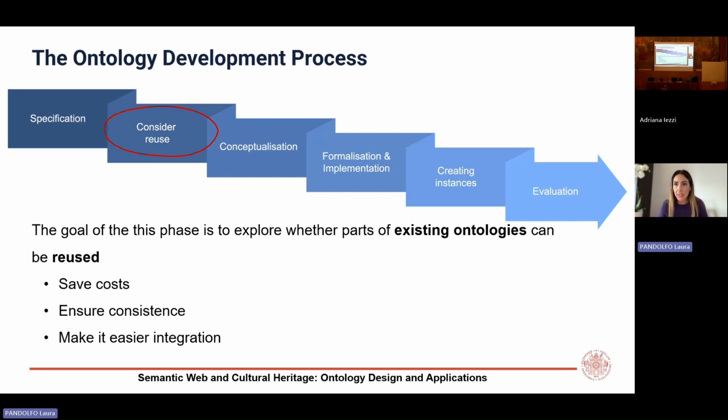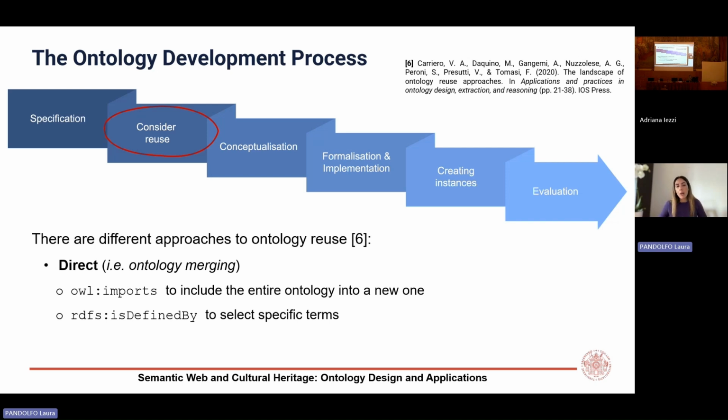There are different benefits in reusing existing ontologies. First of all, it reduces the effort and the time required to create a new ontology from scratch. It helps to ensure consistency in terms of terminology. And finally, it makes it easier to integrate with other systems. When we talk about ontology reuse, there are different approaches we can take. If you want more details about this topic, you can refer to this publication by Carriero and others.